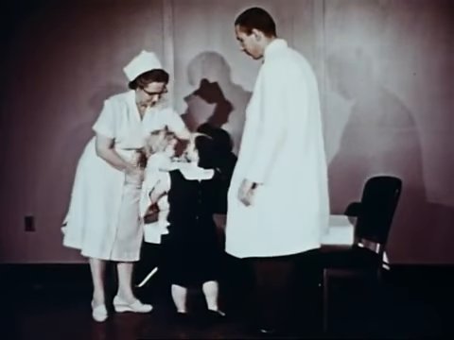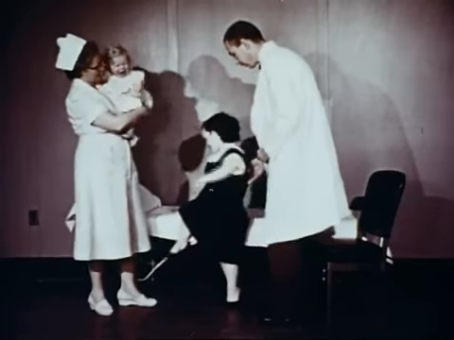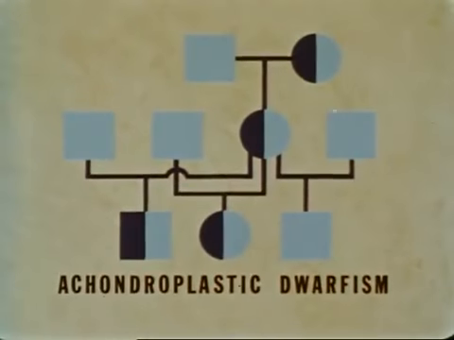Classical achondroplastic dwarfism also behaves as an autosomal dominant trait. The family shown here is of particular interest because an achondroplastic woman bore 3 children, each by a different husband. 2 of the 3 children were affected.